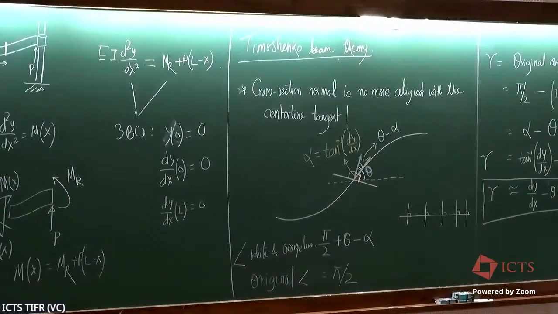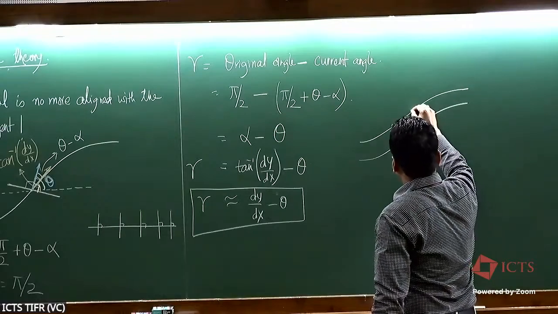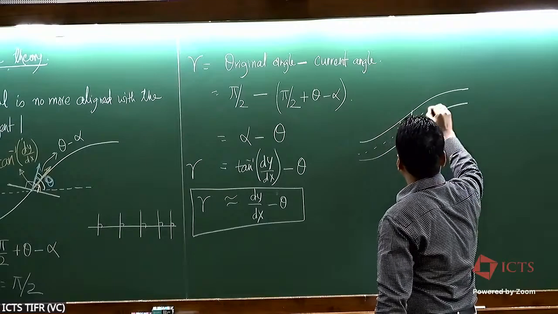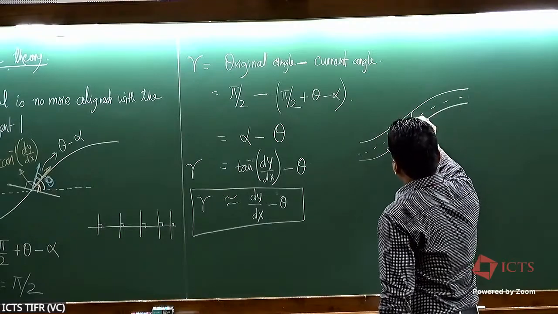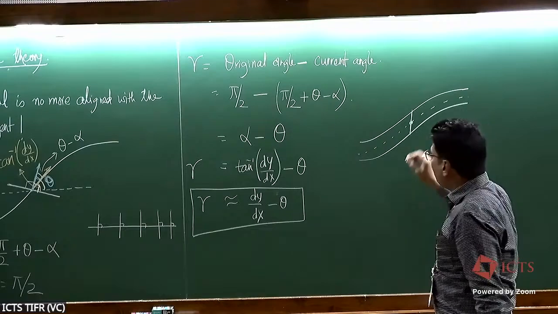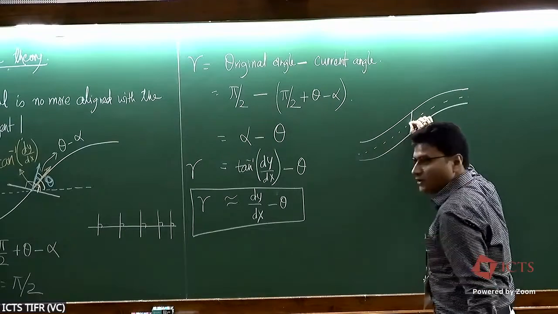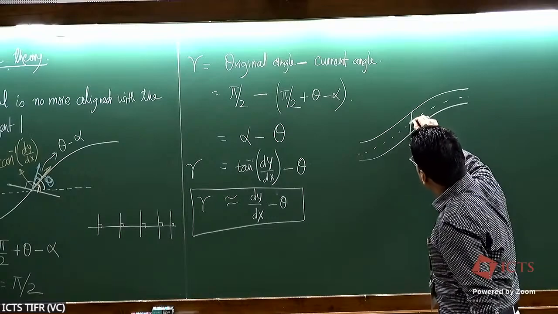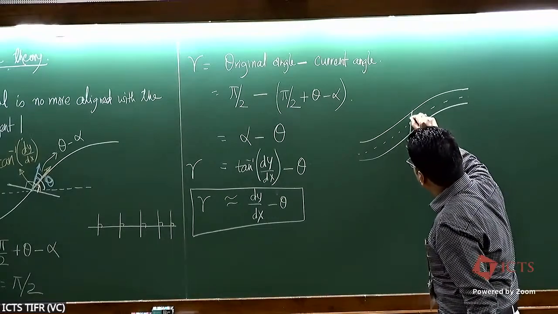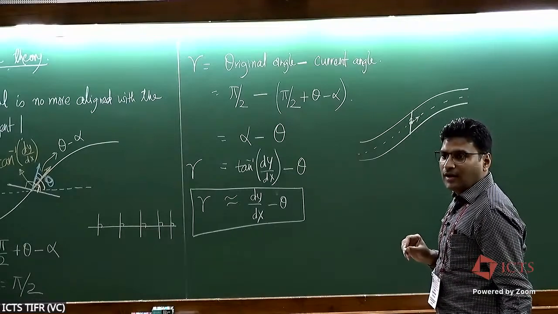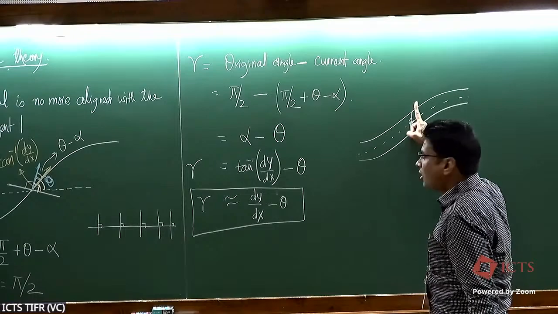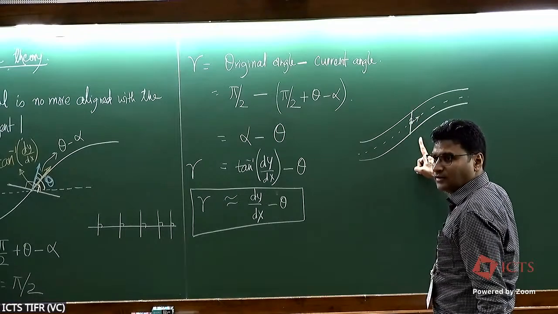If you really think of the beam now, and here is your cross section, and that's your center line, you found out gamma at this point. If you look at it from the 3D perspective, you found out gamma at this point, center line tangent and the cross-sectional line. It turns out this gamma varies along the cross-section.